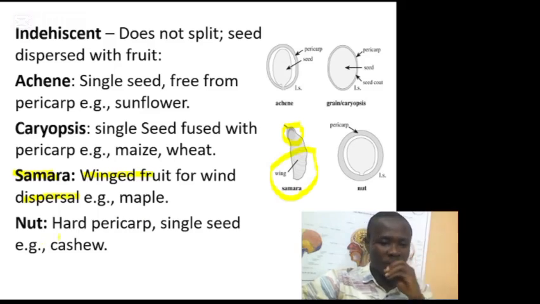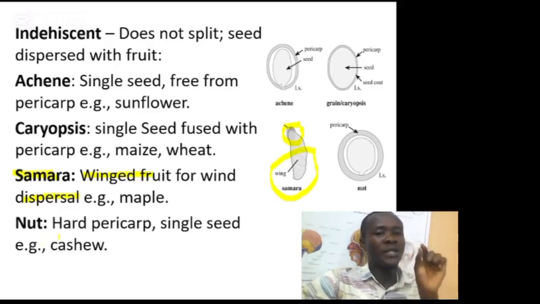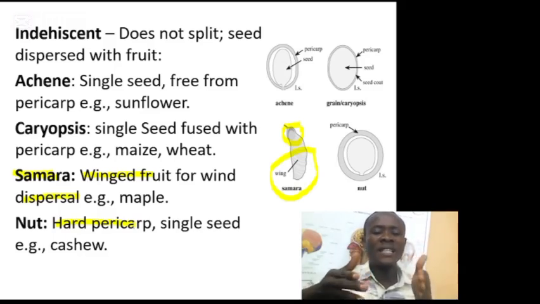And we have nut. Now listen, I said coconut is not a nut. The nut has a hard pericarp. That means everything about the pericarp is what? Hard. Not like in the case of coconut, in which the exocarp is soft and the mesocarp is fibrous in nature. So it doesn't fit into this description we have here for nut. So that's why coconut is not a nut. It fits into the drupe description in which they have a stony or hard endocarp.